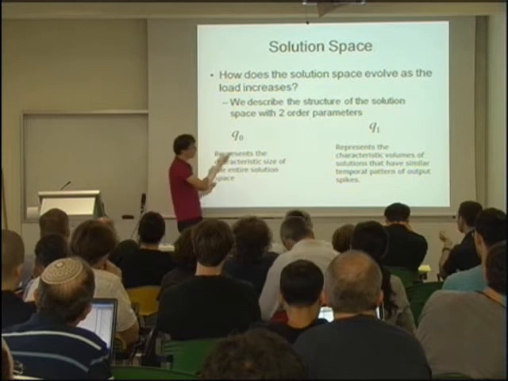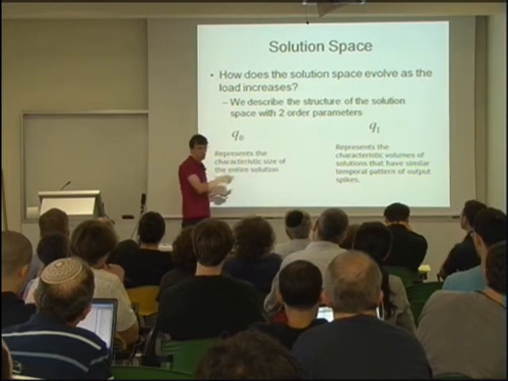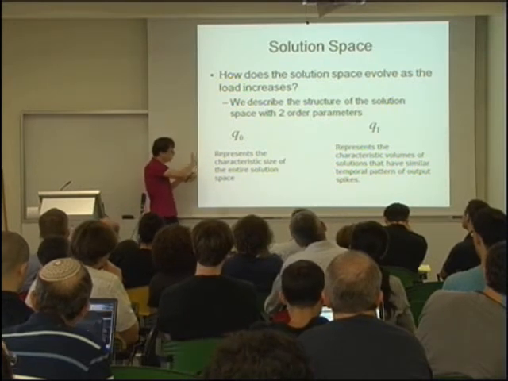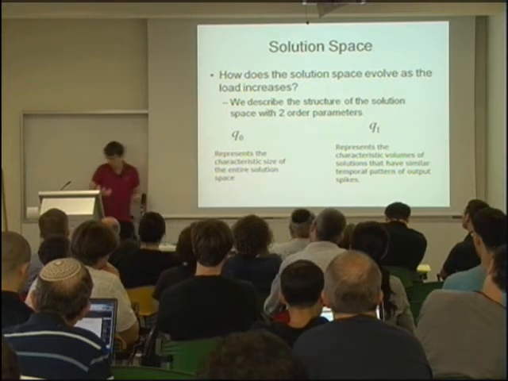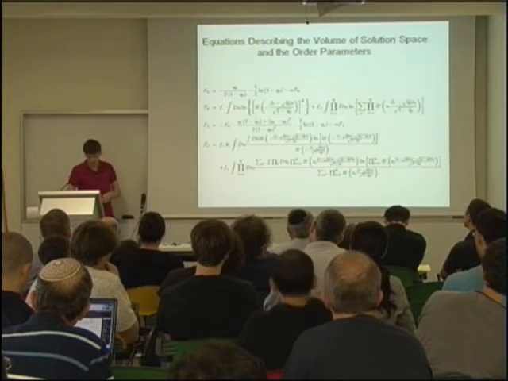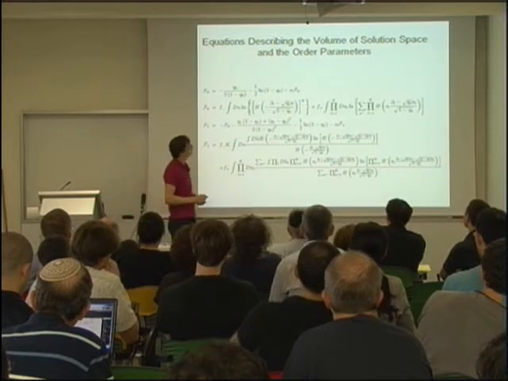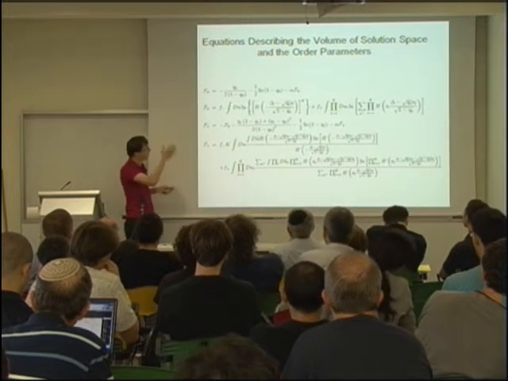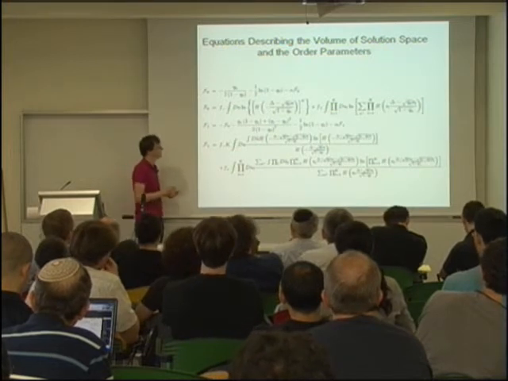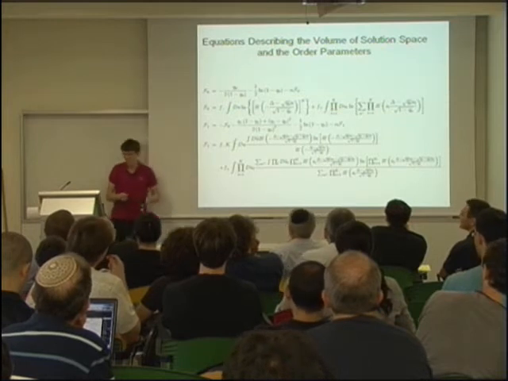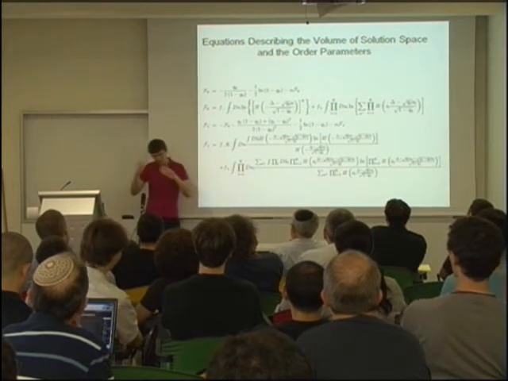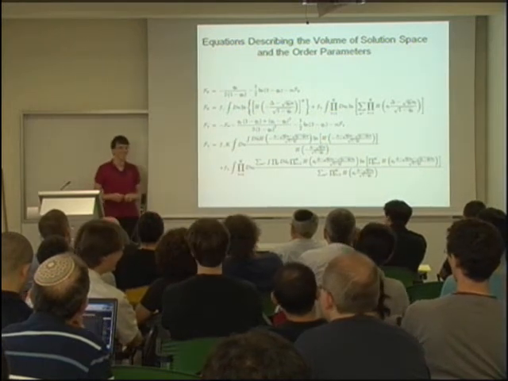So what we can do is calculate these two parameters as a function of the load, and from the result I can show you what we believe is the evolution and geometry of the solution space as it evolves. This is how it looks. These are the equations that describe the two order parameters. And don't worry. Just to let you know, you have to worry. Yeah, no, I have worried about them for a long time, and it's okay. They are correct.